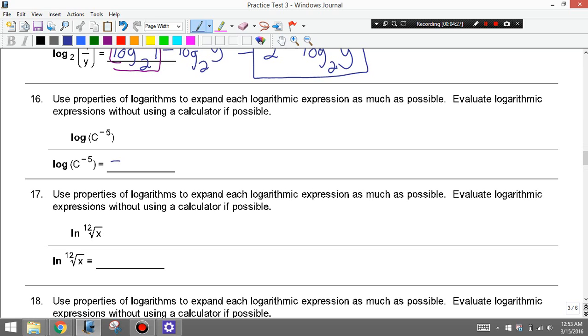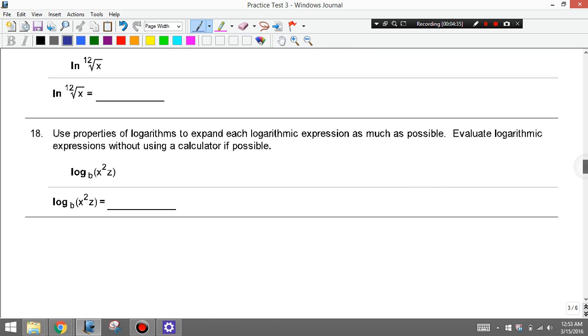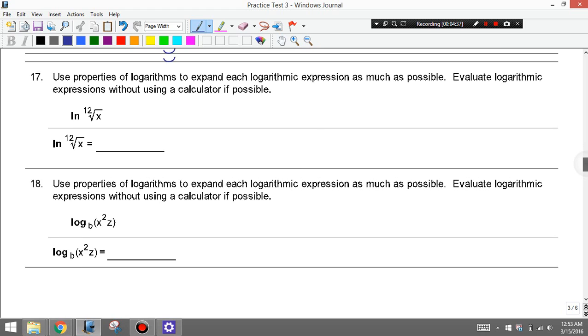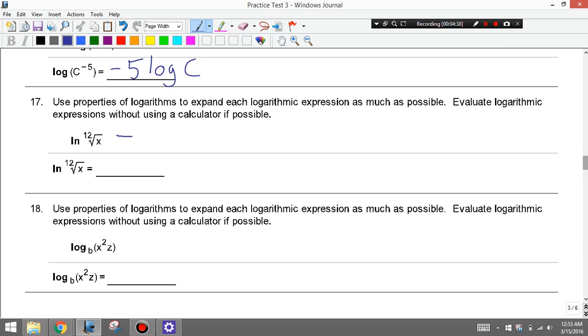Here we're using the power rule. We can bring the 5 out in front. -5 log of c. Here we're just trying to recognize that this is just the natural log of x to the 1/12 power, and then we can bring the 1/12 in front. This is 1/12 the natural log of x.